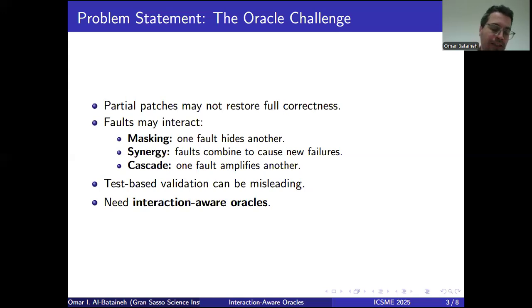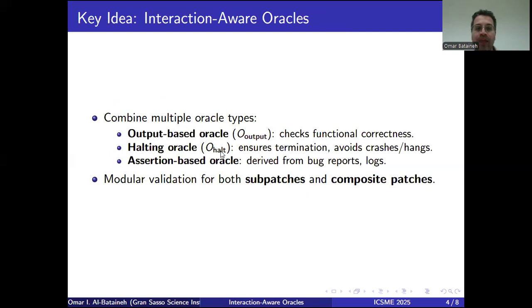Another challenge is that the faults in a multi-fault program can interact in different ways. They may mask each other, they may combine to produce a new failing behavior, and we may have cascading behavior where one fault amplifies the impact of the other faults. So to deal with this challenge, we need interaction-aware oracles.